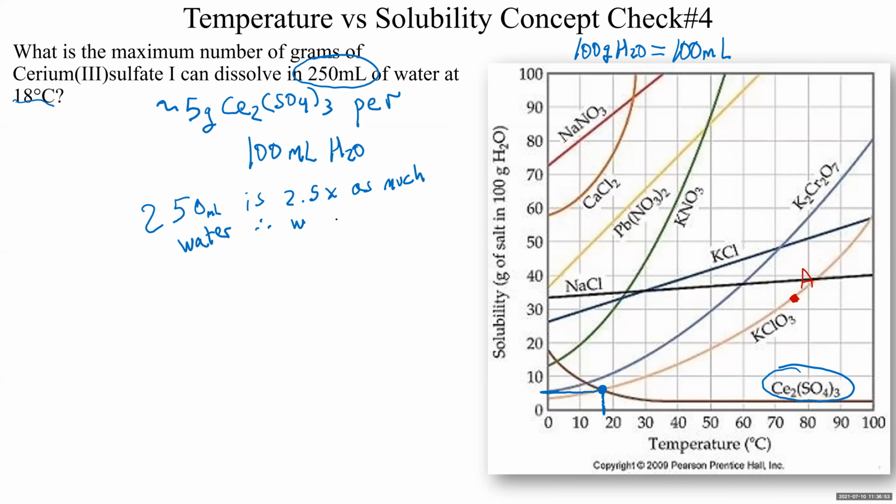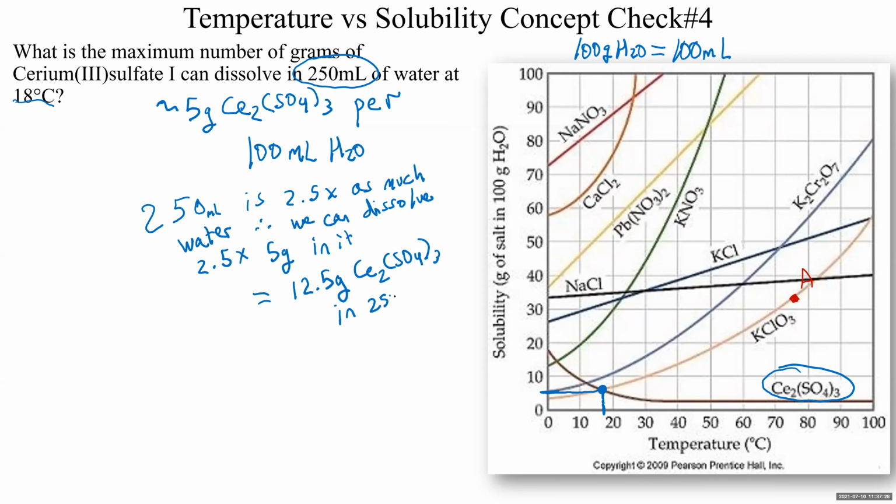Therefore, we can dissolve 2.5 times 5 grams in it. So that's going to be what? Well, what's 5 times 2.5? And again, even though I know the answer, I'm going to use my calculator. I've learned my lesson. 12.5 grams. So that's 12.5 grams of cerium sulfate in 250 milliliters of H2O. That's our answer. Okay, let's do it systematically now.